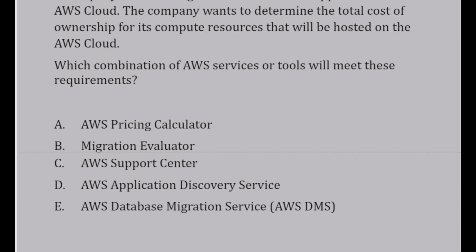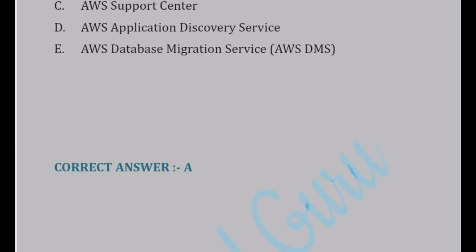Option A, AWS Pricing Calculator. Option B, Migration Evaluator. Option C, AWS Support Center. Option D, AWS Application Discovery Service. Option E, AWS Database Migration Service, AWS DMS. Correct answer is option A.